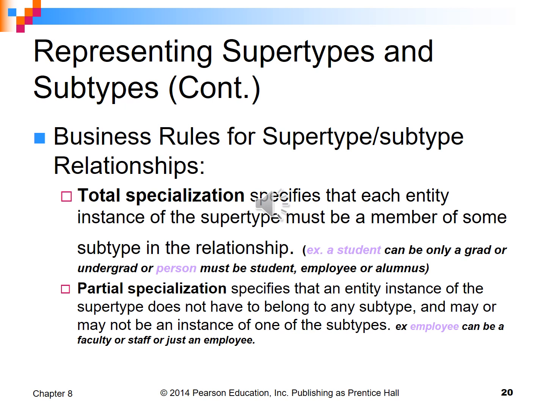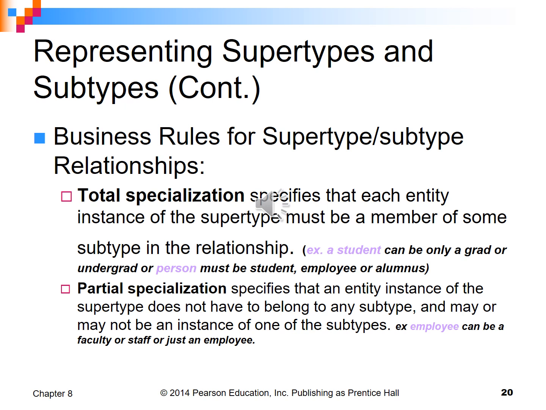But partial specialization specifies that an entity instance of the supertype does not have to belong to any subtype and may or may not be an instance of one of the subtypes. An employee can be faculty or staff, or just an employee.